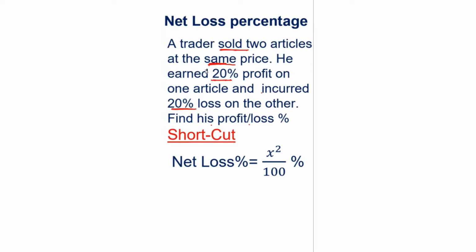Hence, the net position will be always loss, and the shortcut for that is net loss equals x square by 100%. And x is the percentage profit or percentage loss, that is 20. So 20 square by 100%, 400 by 100, that is 4% is the loss.